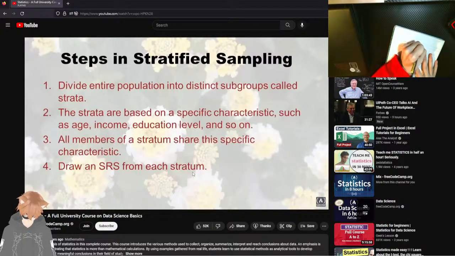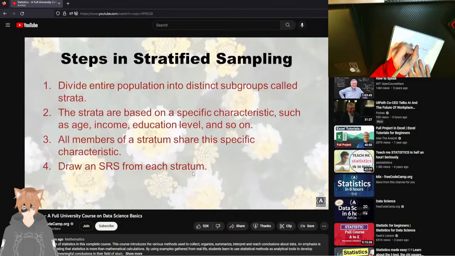Step two, well, it's not really step two, but you've got to think about the strata. What is it based on? It's got to be based on one specific characteristic, such as age, income, education level. A great example is people of all different incomes. That's a quantitative variable. You could put them in strata by less than a certain amount, and so on. You can make 4 or 5 strata. Then make sure all members of each stratum share the same characteristic. And then step 4, draw a simple random sample from each stratum.